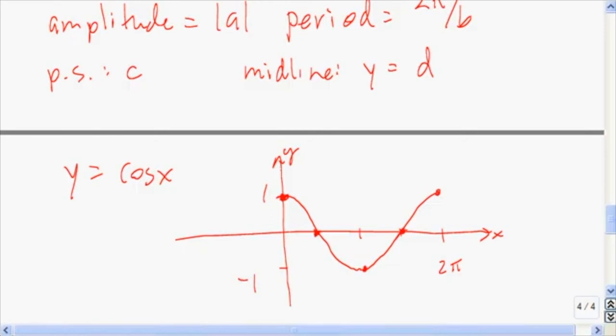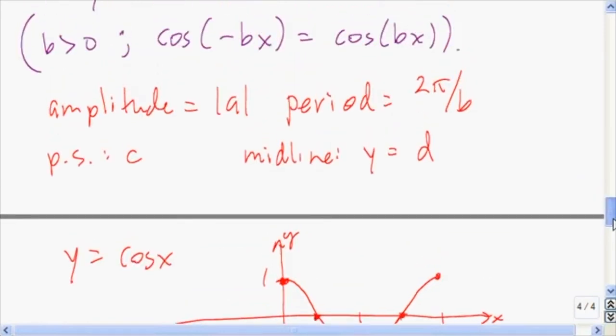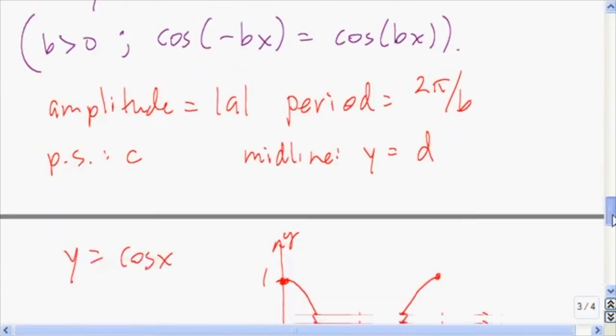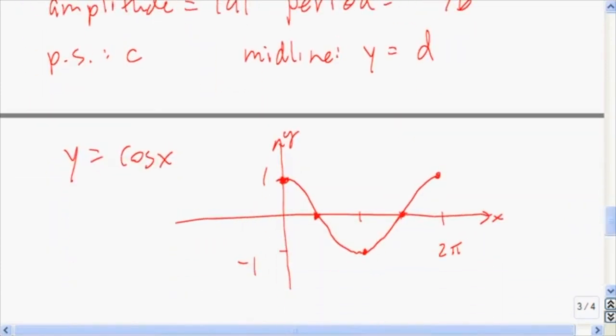All right, then if A is negative, then you start at the minimum. Okay, so if A were negative, instead we would say, okay, we start at the minimum at the phase shift, then the midline, then the max, then the midline, then the minimum. Okay, and then just fill in the graph according to those.